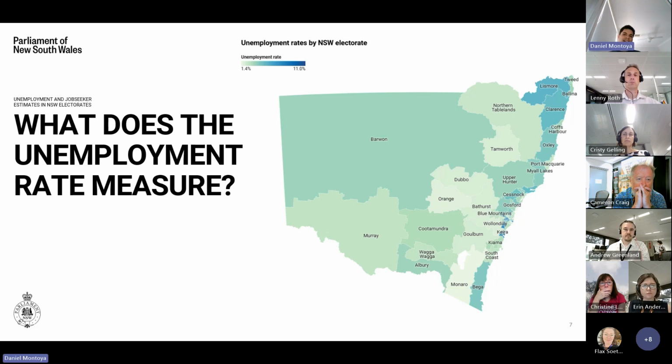The ABS uses a standard international definition for unemployment that does not include people we might otherwise consider to be unemployed. I'll give some examples of these types of people in a few slides' time, but first we'll look at the labour force framework used by the ABS.